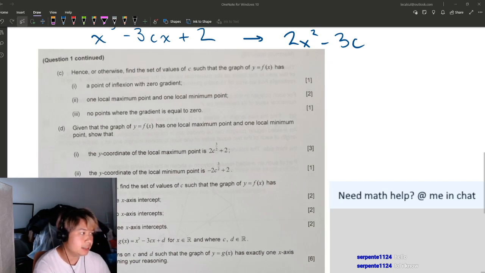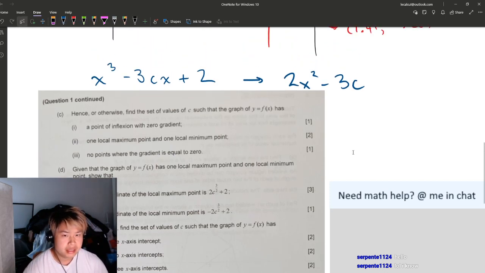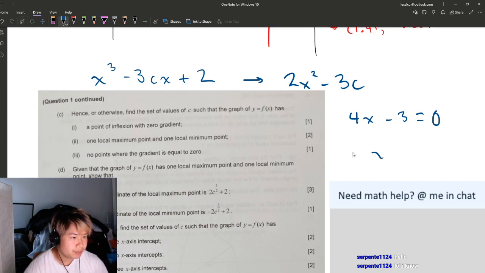And then, hence or otherwise, we are going to find the set of values c such that the graph is going to have a point of inflection with 0 gradient. Okay, so the first one. The point of inflection means that we need a second derivative, so this is going to become 4x minus 3. And the second derivative needs to be equal to 0 to have a point of inflection, which means that x is going to be 3 over 4. And then that doesn't necessarily help us solve c.